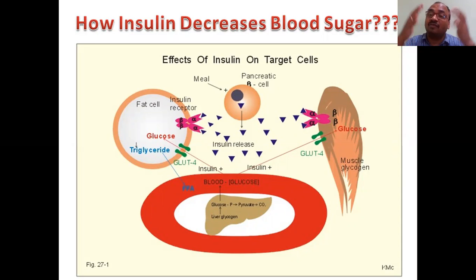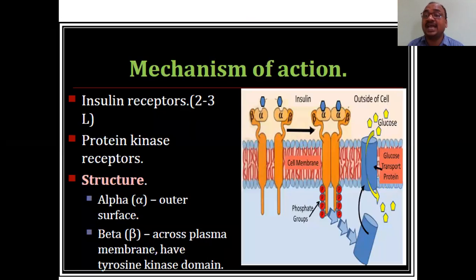That's why you have to do walking, running, jogging, exercise. If you are doing that, the blood sugar level will be decreased. Insulin level will be increased. Blood sugar will be decreased. All the blood sugar will be taken up by your muscles for energy. Okay. And the mechanism of action.